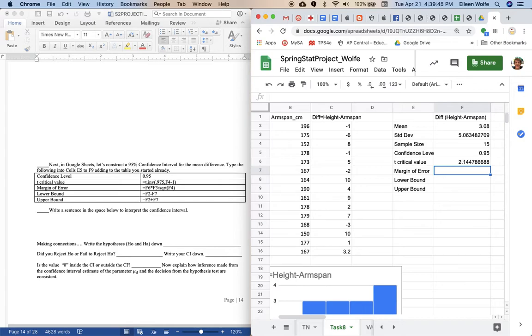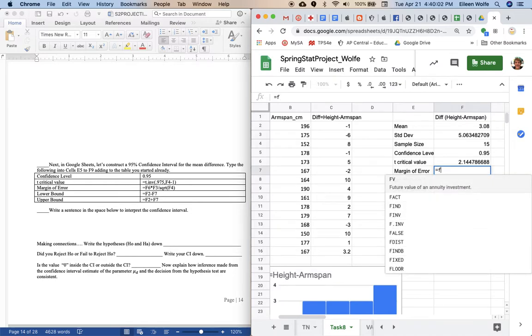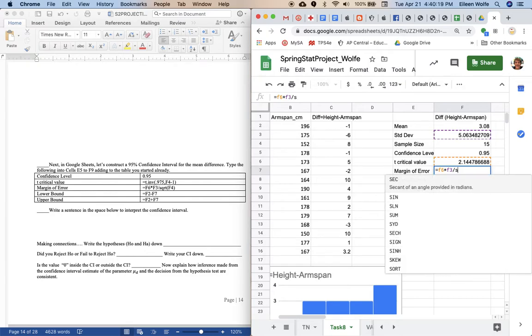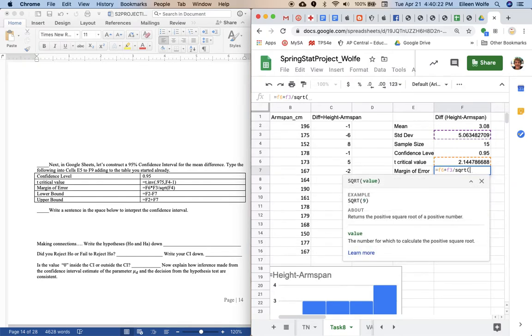And for margin of error, if you follow the notes, I need to multiply the t-critical value times the standard deviation for the differences over the square root of the sample size. So that means I need the value that I just got that's now sitting in F6, so equals F6. And then I'm going to multiply that by the number sitting in F3, which is the standard deviation. And then I'm going to divide that by the square root of the sample size, so SQRT, and the sample size is sitting in cell F4.